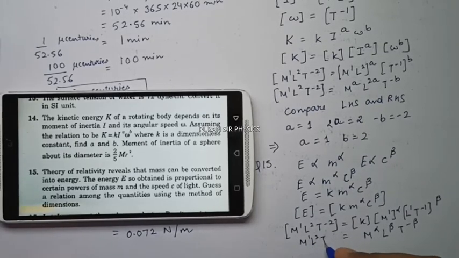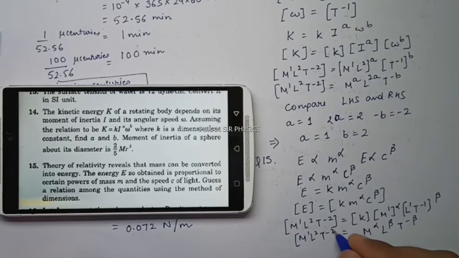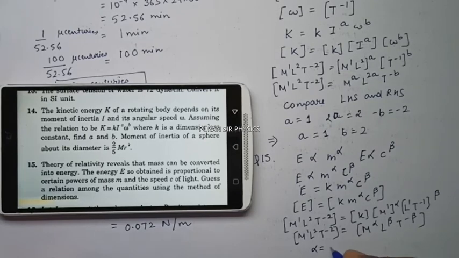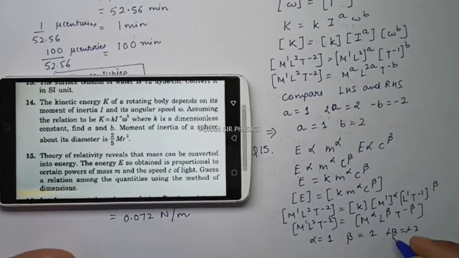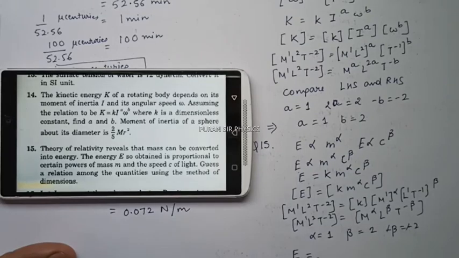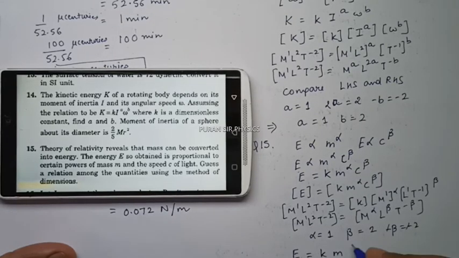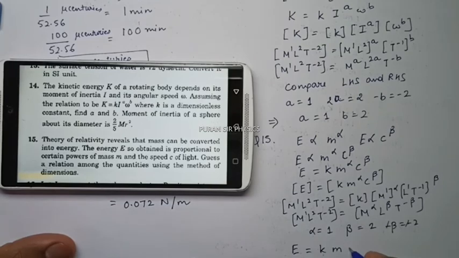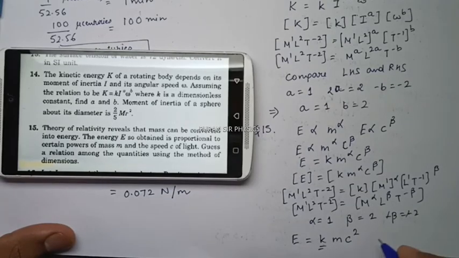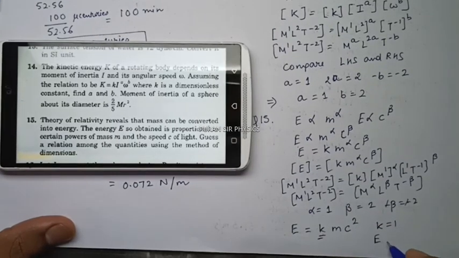So now we have to compare the left hand side and the right hand side. So we compare the dimensions. So alpha comes out to be 1, beta comes out to be 2, and from here minus beta equals minus 2, the same, beta equals 2. So the relation will be some k m raised to power 1 and c raised to power 2. Okay, experimentally it is found that the value of k is 1. So the relation is E equals mc square, the famous equation of Einstein. Okay, thank you.